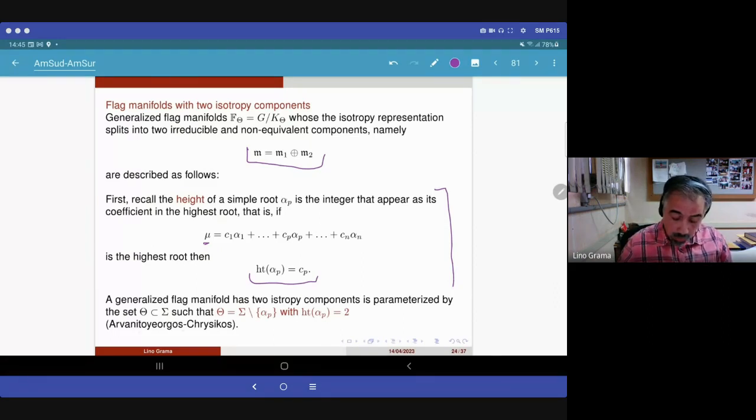The flag manifolds are parameterized by this set theta, a subset of simple roots, such that theta is the complement, inside the set of simple roots, of just one root alpha_p such that the height is 2.